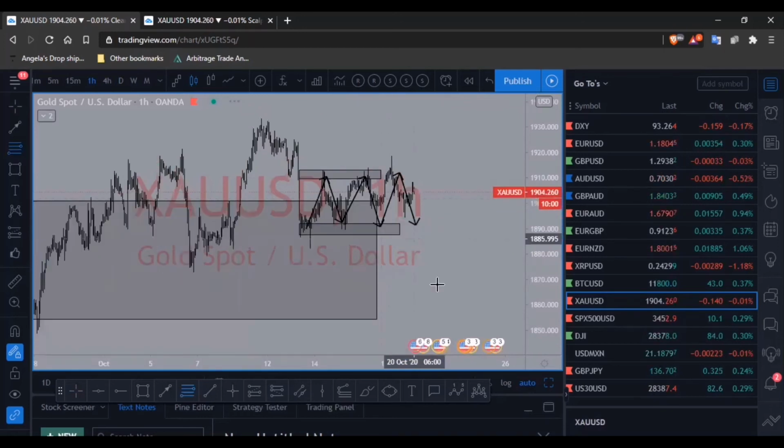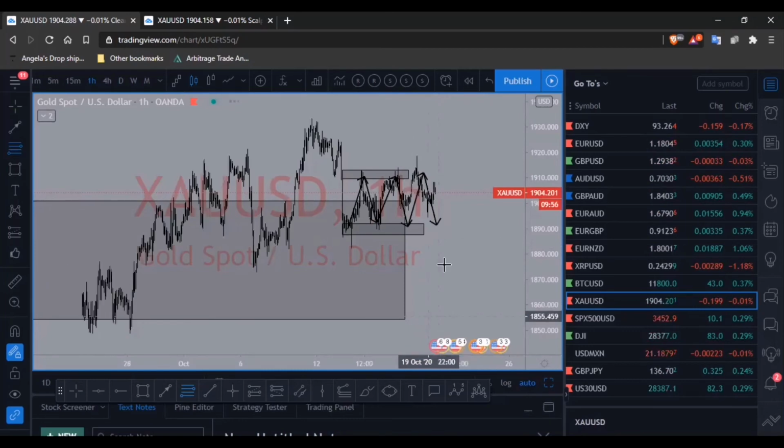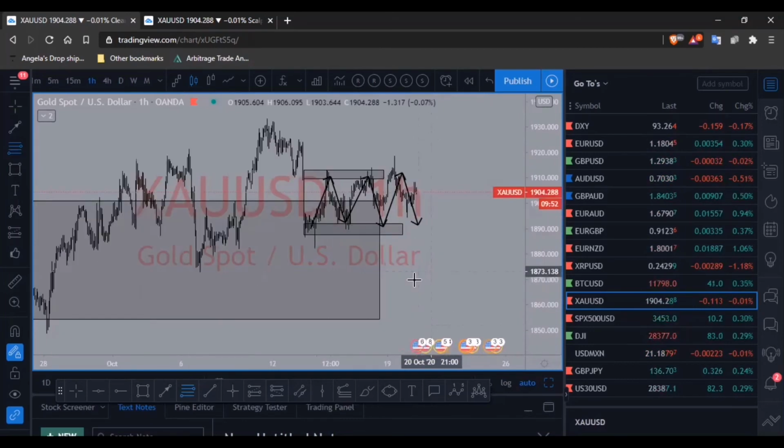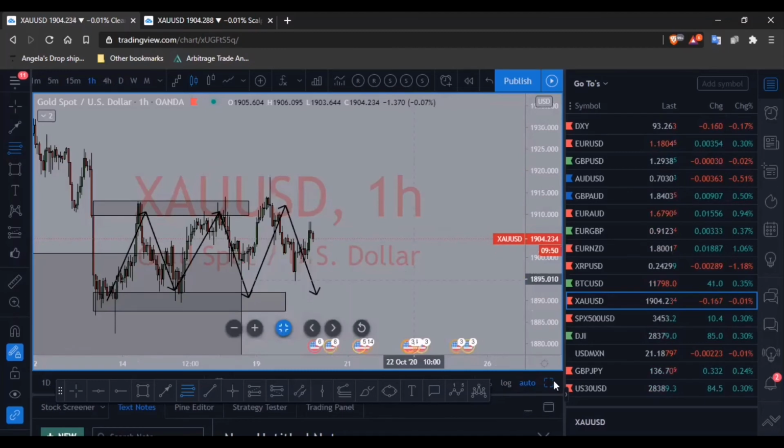But I still think that 1850 or 1840 might get hit. I still do believe that for gold, right? I still think that it's going to get hit. But as of right now, it's just playing this range.